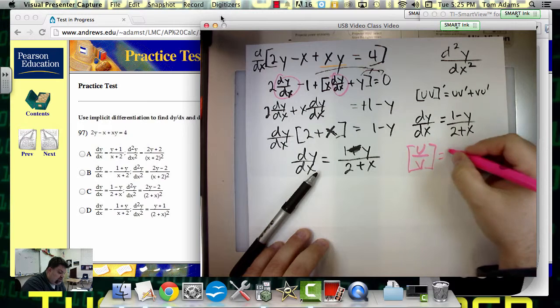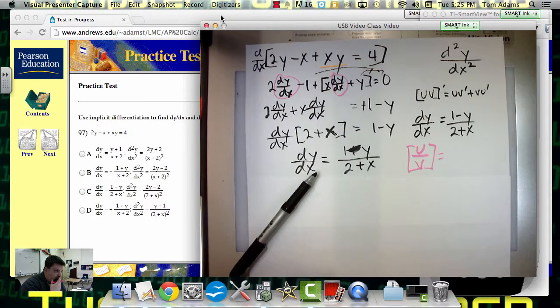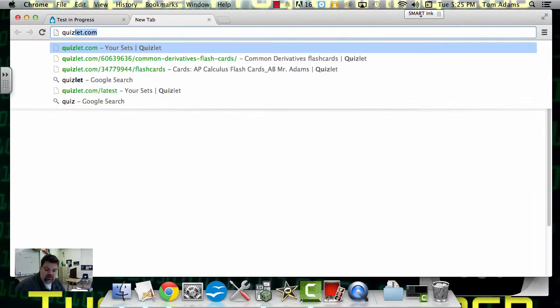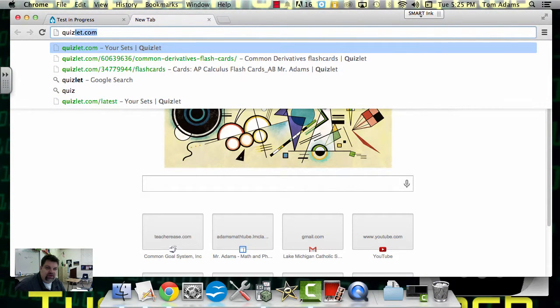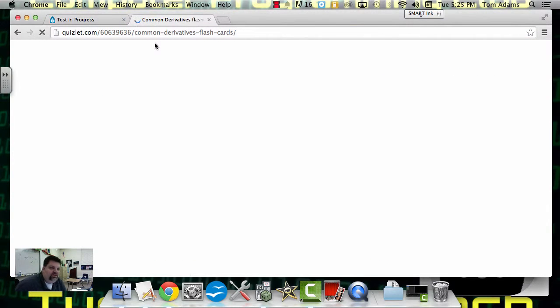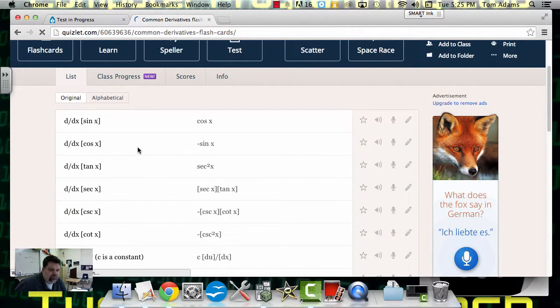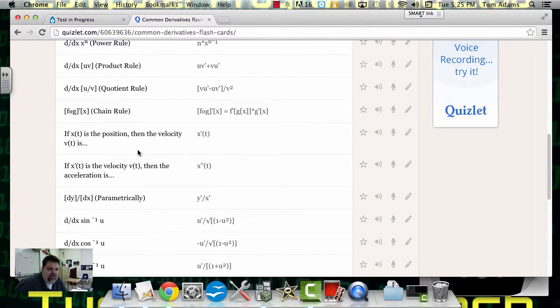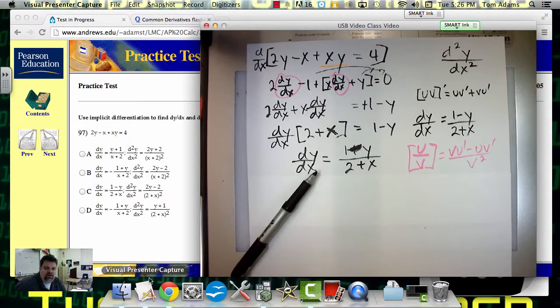So remember that the quotient rule is, was it? I can never remember. So let's look in our handy dandy Quizlet cards that Mr. Adams made for you guys of the common derivatives, right? Because the quotient rule is important, right? We all know that it's vu prime minus uv prime, all over v squared. Okay, and so now that I've written that down, I'm going to plug and chug.